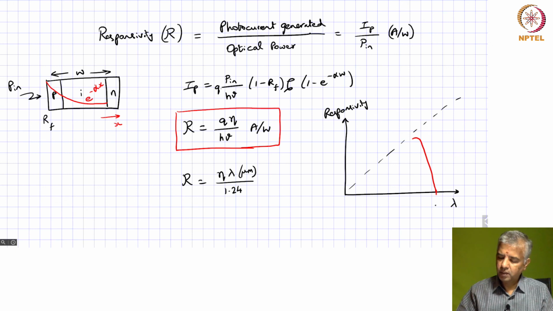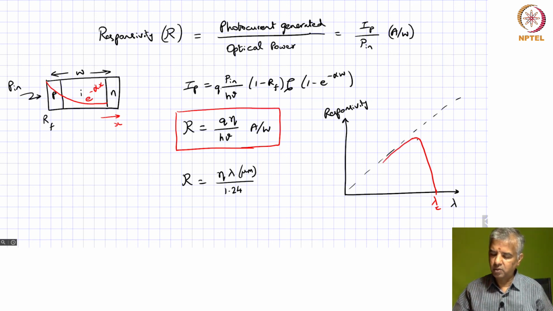So you can call this lambda c, the cutoff wavelength for a given material, and for anything less than lambda c, you have a responsivity. So yeah, it goes like this, but it cannot arbitrarily go down. You cannot have a responsivity over very short wavelengths because it tends to be limited like this. Why is it limited like this?